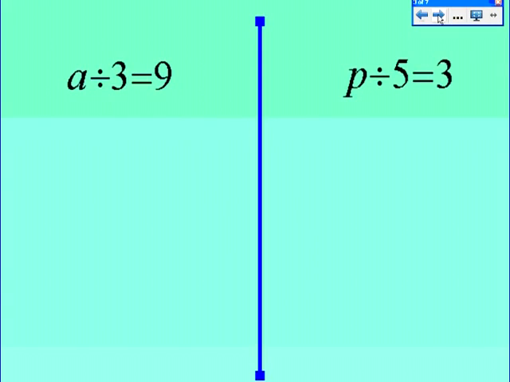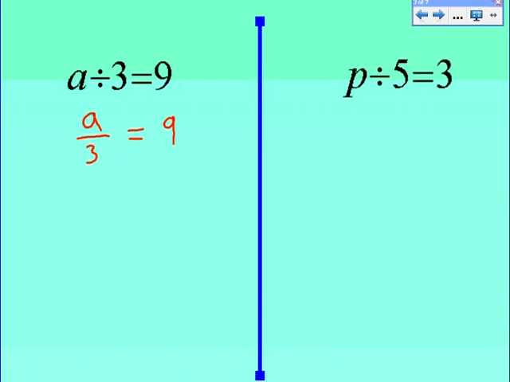You should now pause the video and try working on these problems. Here we have a divided by 3 equals 9. The first thing I'm going to do is rewrite this as a over 3 equals 9. Remember that fractions are the same as division.